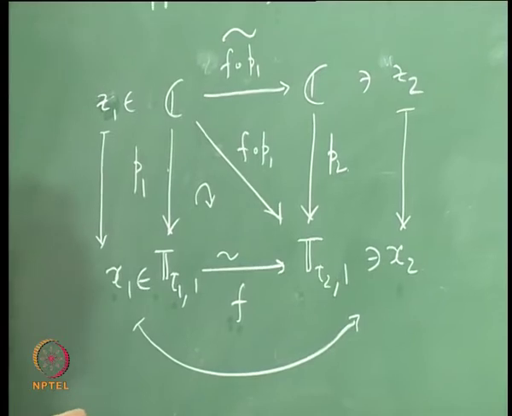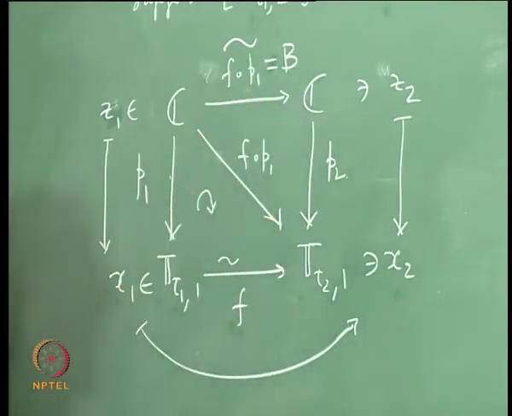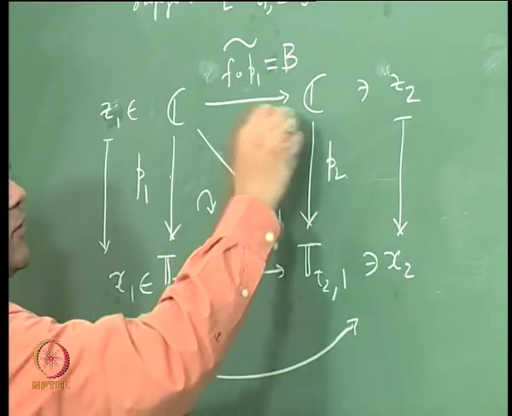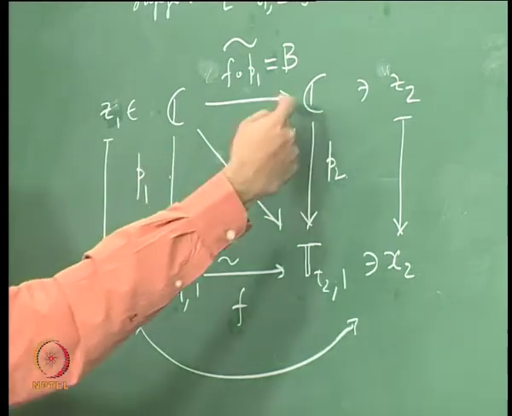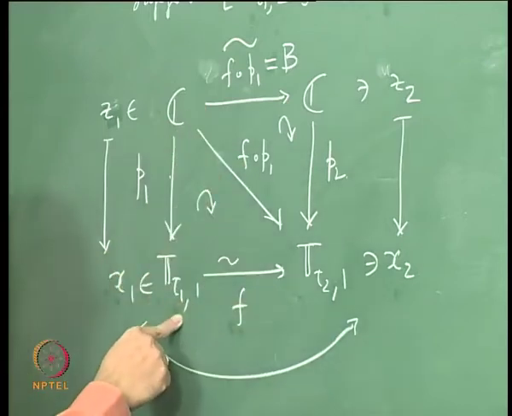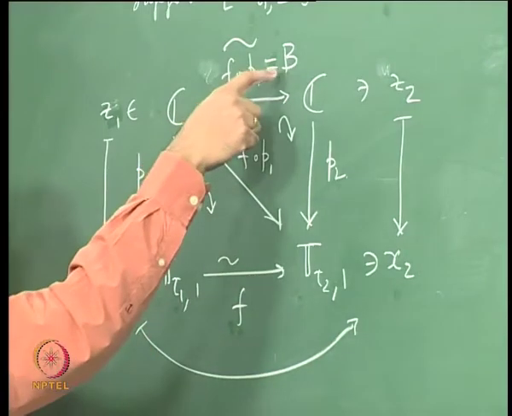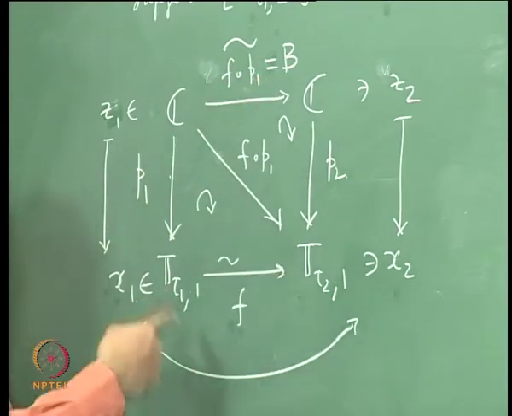Let me call this B, such that this diagram commutes. This map B is going to be a holomorphic isomorphism, because I can construct an inverse. Just as I got B from F, I will get B inverse by looking at F inverse, because F is an isomorphism.